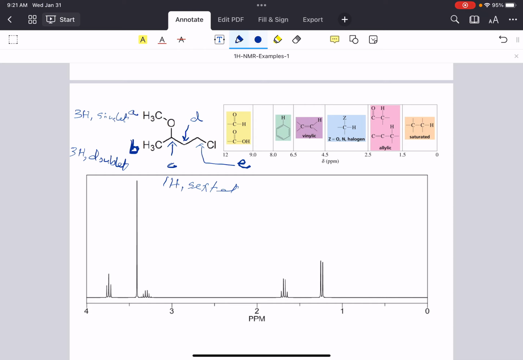D should also have complex splitting. It will integrate to 2 hydrogens because it's a CH2. D has 1 neighbor on its left and 2 on its right. So that would be N plus 1, so 1 signal for the hydrogens on D plus 3 neighbors. So I would expect that to show up as a quartet. So the hydrogen signal D should show up as a quartet.